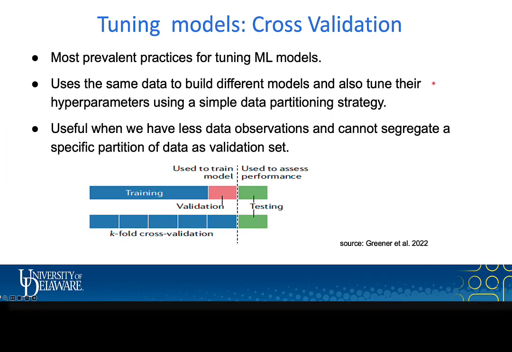One way of doing that is through cross-validation. It's the most prevalent practice for tuning the machine learning models. It uses the same data to build different models and also tune their hyperparameters using a simple data partitioning strategy. These are useful when we have less data observations and cannot segregate specific partitions of a data as validation set. So I'm going to explain in a moment.